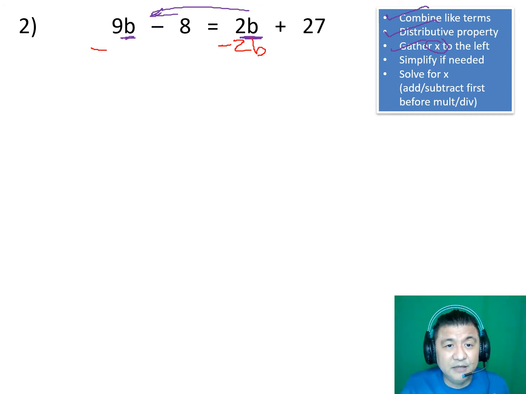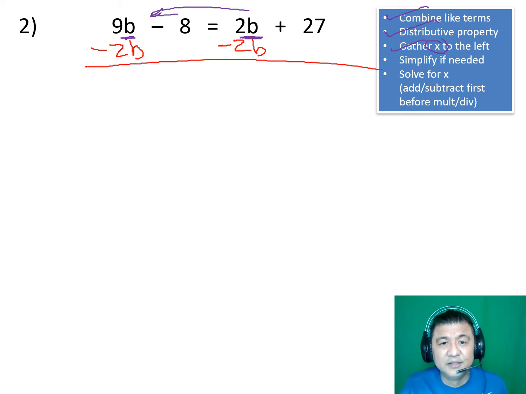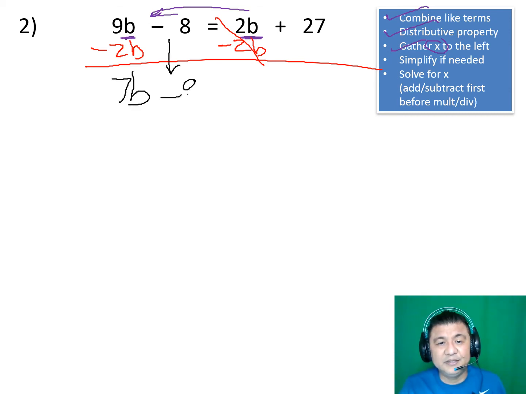Whatever you do on the left, you do on the right. Whatever you do on the right, you do on the left. Okay? So guess what? That cancels out. Finally, it moved. 9 minus 2 is 7b. Right? Bring down the minus 8. Bring down the equal sign. Bring down the 27.